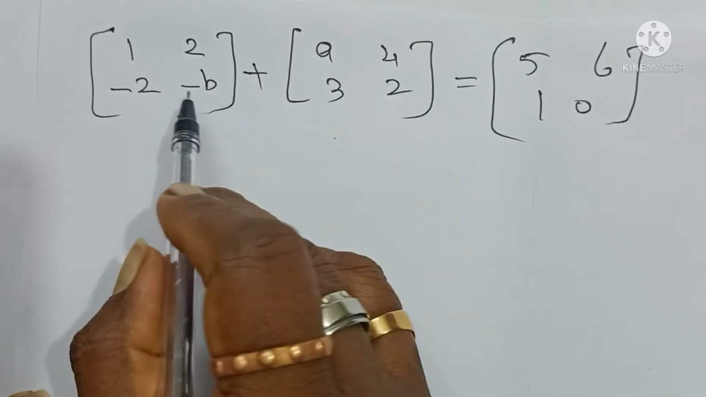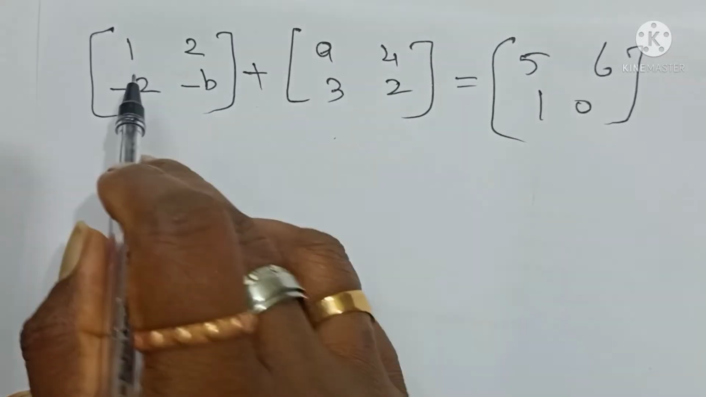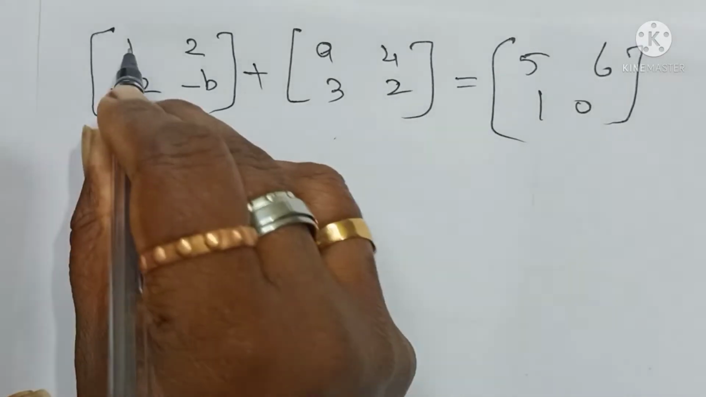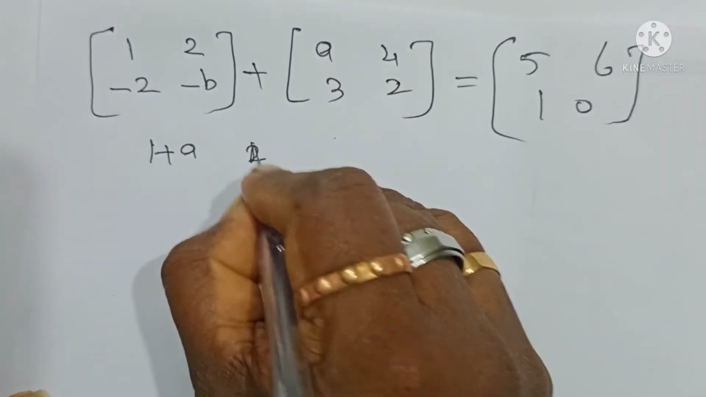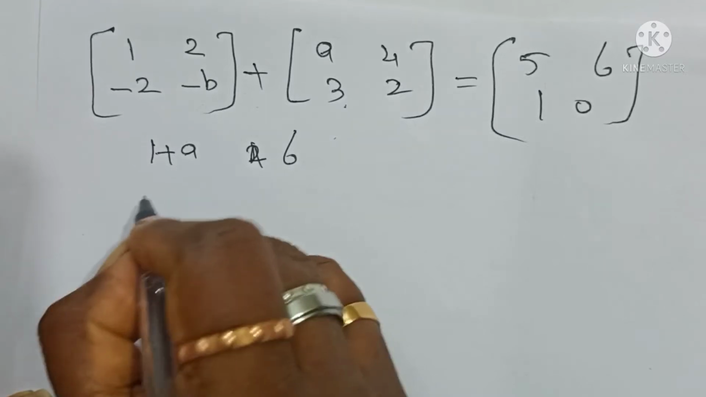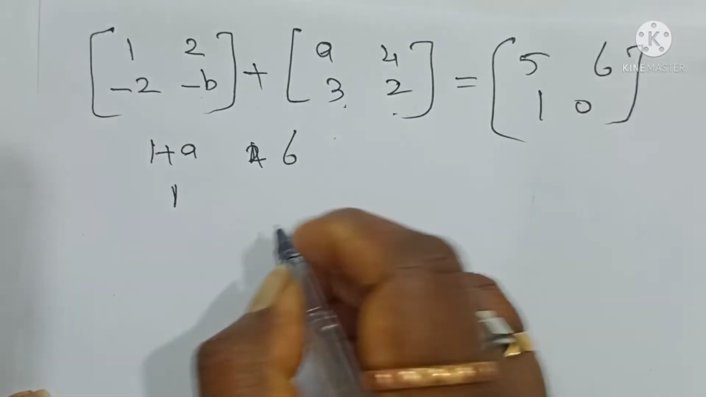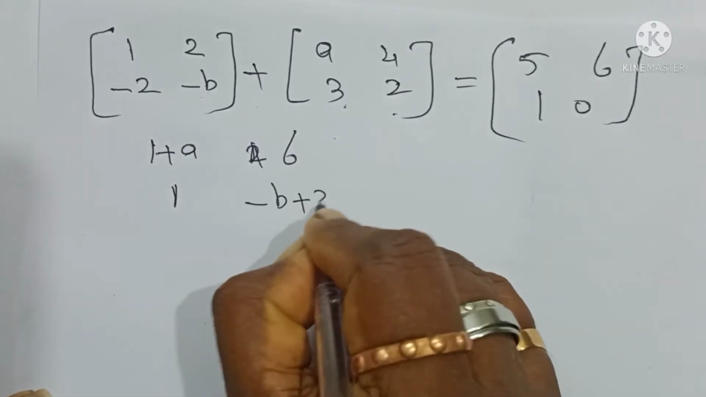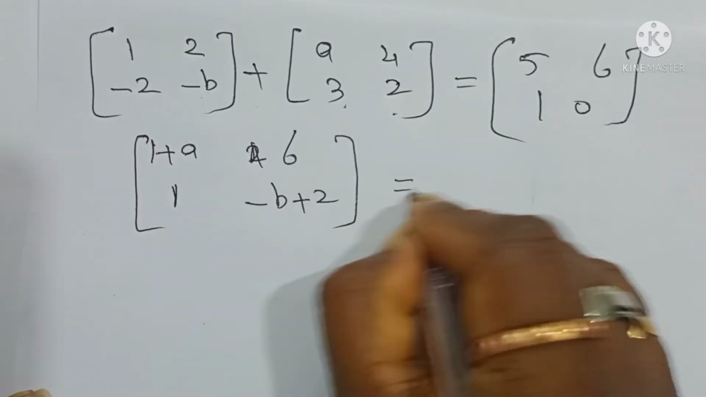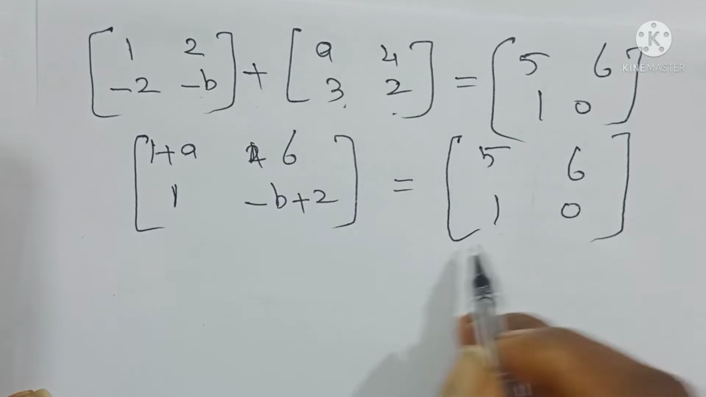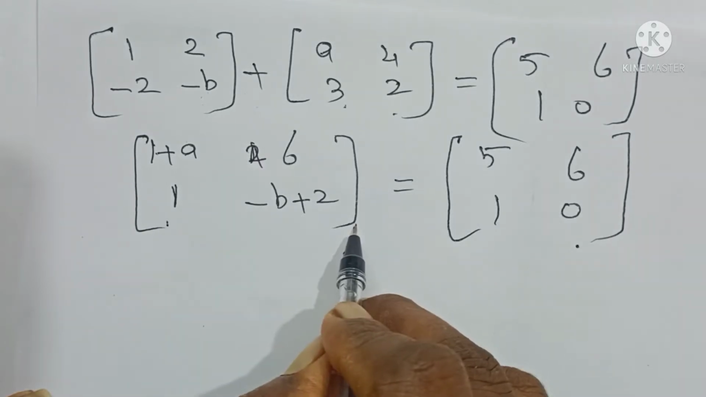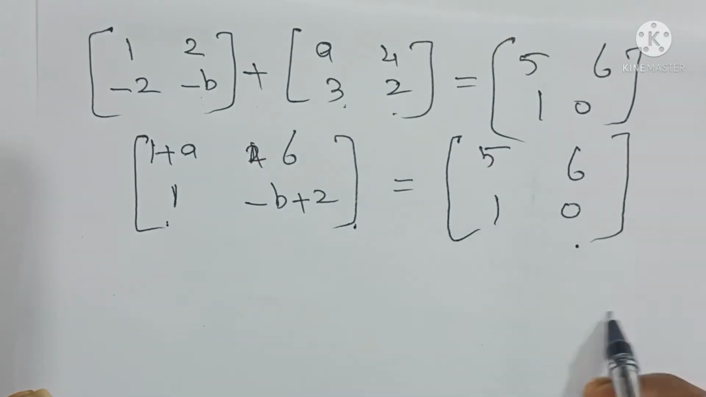Here it is plus, simple. These are 2 by 2 matrices, so you can add them, correct? So 1 plus a, then 2 plus 4 is 6, minus 2 plus 3, how much? 1, then minus b plus 2, which is equal to 5, 6, 1, 0. Here a 2 by 2 matrix, here a 2 by 2 matrix. So we can equate the corresponding terms.